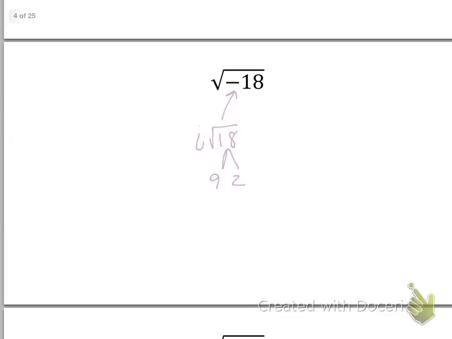So we can do 9 and 2, 3 and 3, and then I'm going to put them in this thing called radical jail. So there's two 3s and a 2. For radical jail, you circle the pair. One can escape jail, but one dies in the process. So now I have a 3i on the outside and a square root of 2 because the 2 is left on the inside.